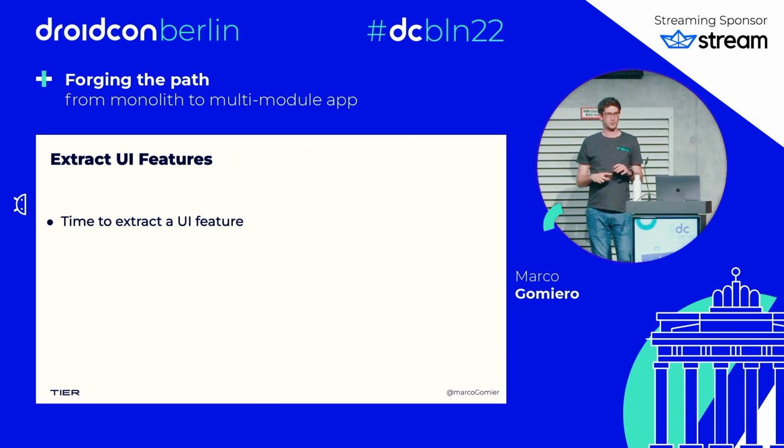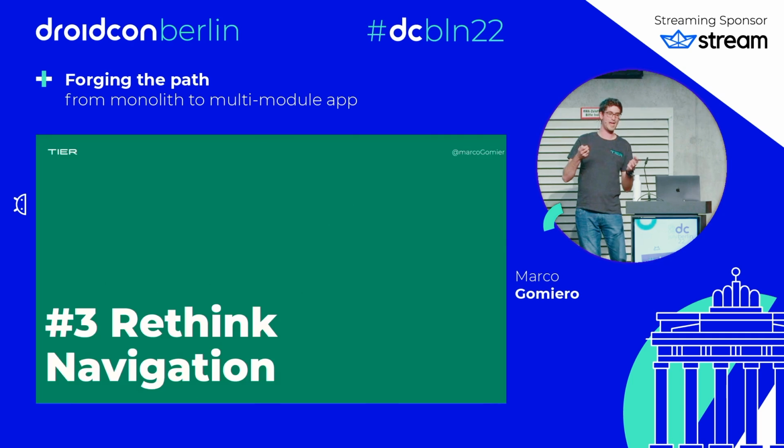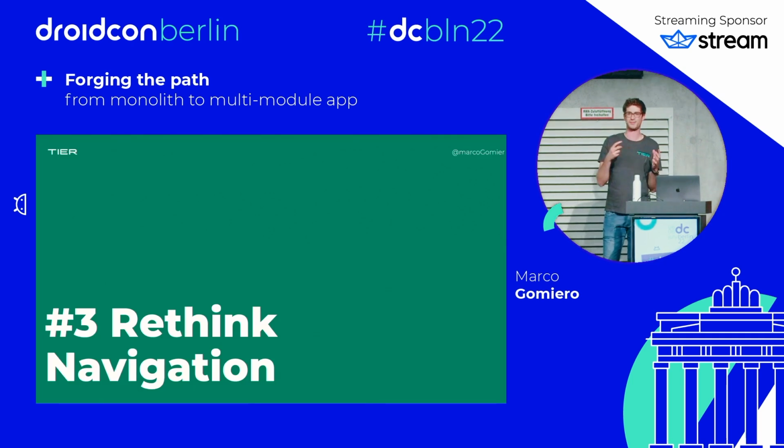All right. So after doing the easiest things, it was time to jump into more difficult things. So it was time to extract a feature that has UI on it, so that it has activities, fragments, and stuff that are shown for real to the user. The biggest pain point of doing that was understanding how to navigate between different modules. This was the first blocker that blocked us, because we had to rethink everything, rethink how navigation was done.